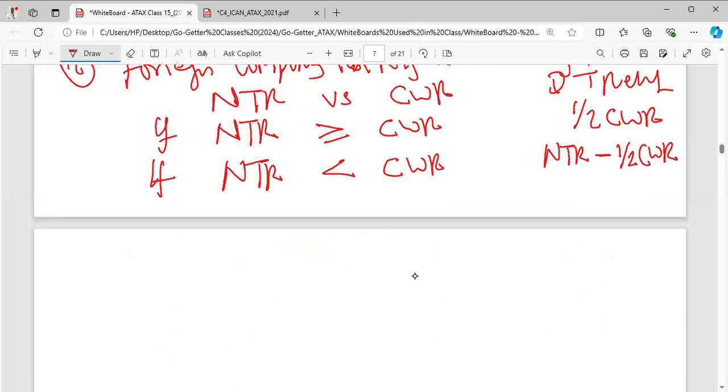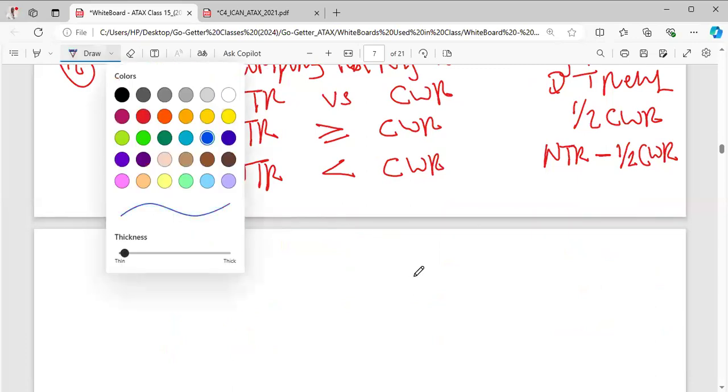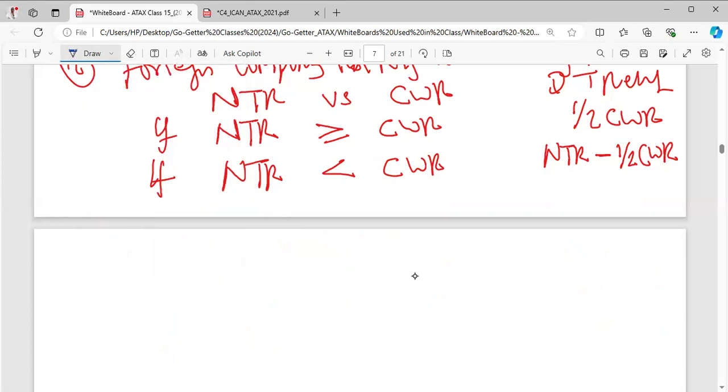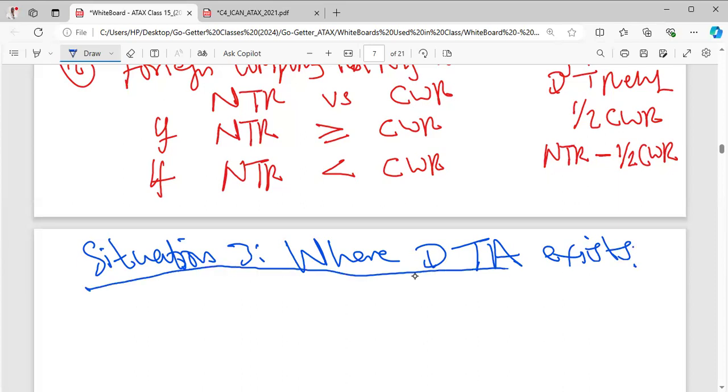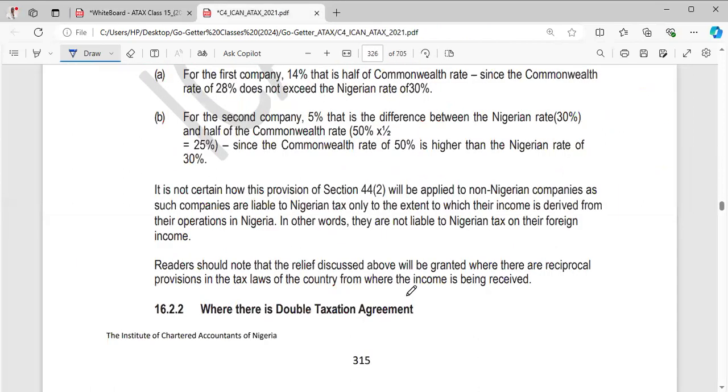We'll now go to situation three, where that double taxation arrangement exists. Now, how do we deal with a situation when double taxation arrangements exist? Now, let's look at section 45 and 46.